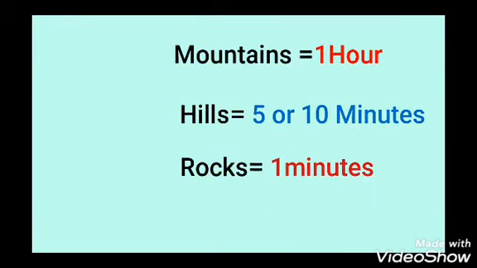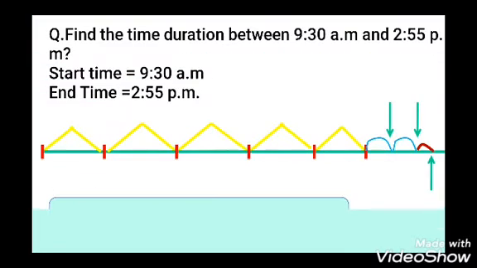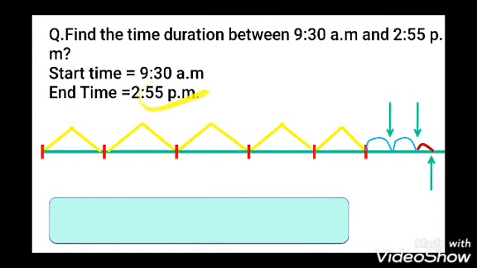So let us consider mountains as 1 hour, hills as 5 or 10 minutes, rocks as 1 minute. These are the mountains, these are the hills, and these are the rocks. So let us take a question. Find the time duration between 9:30 a.m. and 2:55 p.m. Here the start time is 9:30 a.m. and the end time is 2:55 p.m. This is the start time and this is the end time.